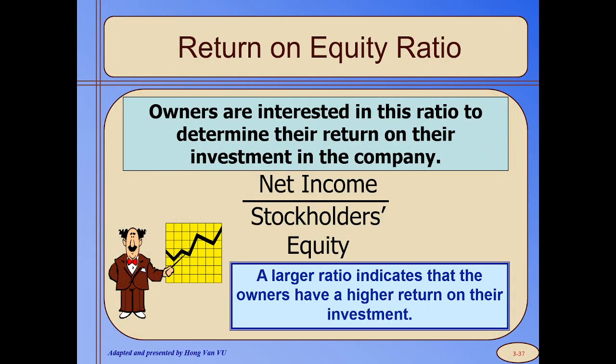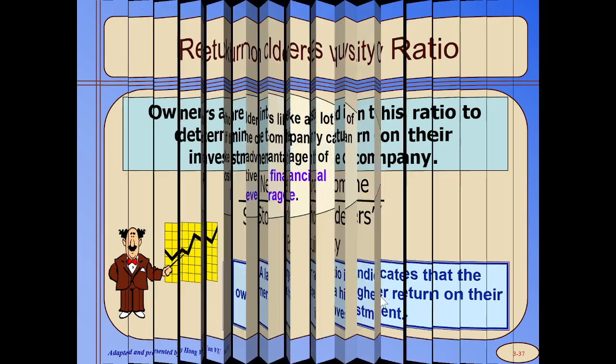Return on equity ratio. The owners are interested in this ratio because it determines their return on their investment in the company. The return on equity is calculated as net income divided by stockholders' equity. A larger ratio indicates that the owners have a higher return on their investment.